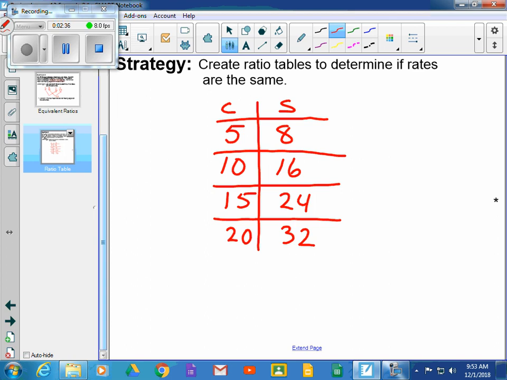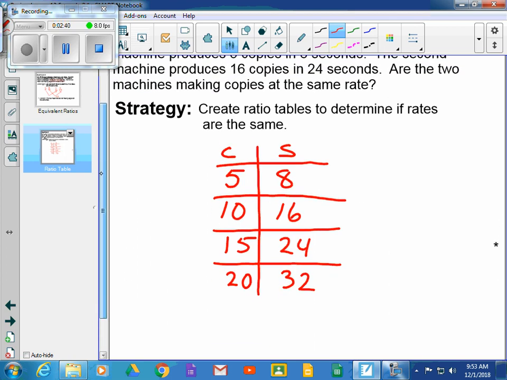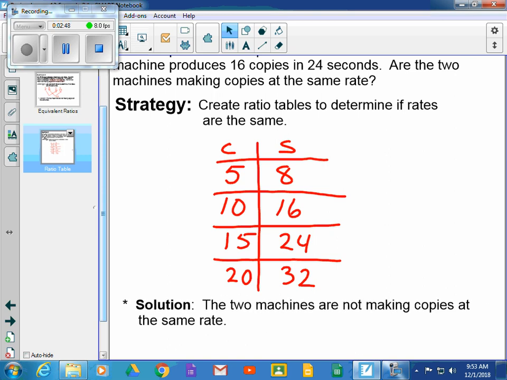Finally, I see that 16 to 24, that other ratio, from that rate of 16 copies in 24 seconds, is not included in this table. If it were, they would be equivalent, but since it's not, they are not equivalent ratios, which means they're not making copies at the same rate.